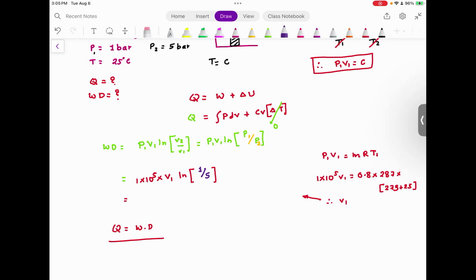Everyone understood this? For the problems that we have solved so far, we looked at the constant volume, constant pressure, and constant temperature processes separately. But we can combine those three together, but we need to solve each segment separately, and that should be able to give you the answer. That is the next problem. Everyone understood this?